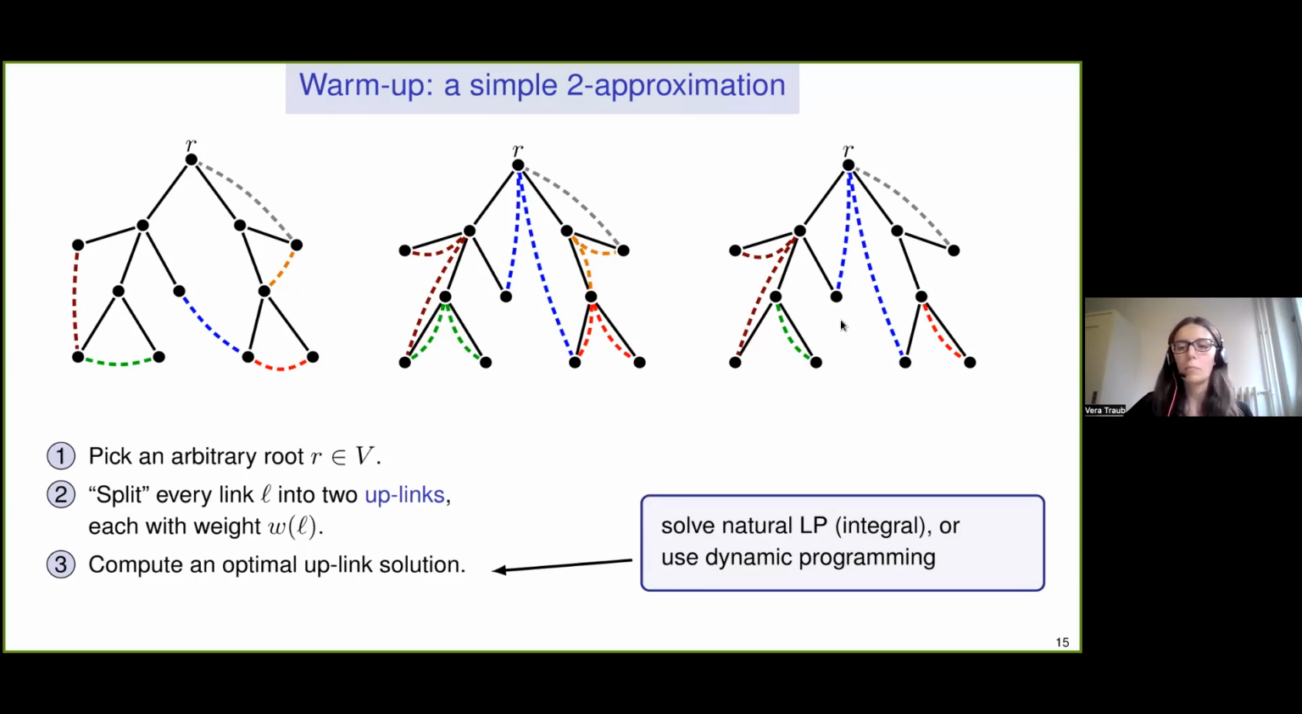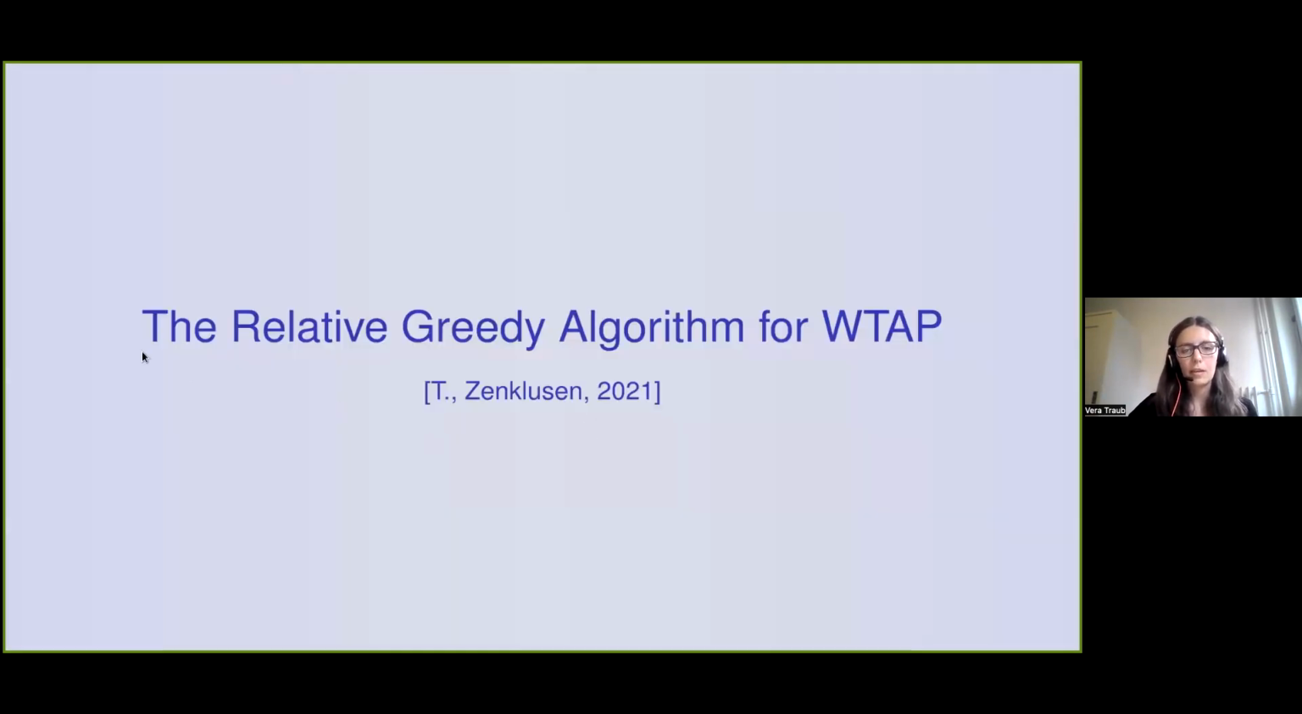And then if I have my optimal uplink solution, I can replace every uplink with the original link from which it arose in my instance. And this gives me my 2-approximation. So this is a very simple way of getting a 2-approximation. And this will also be useful in the following when we are trying to obtain these better than 2-approximations for weighted tree augmentation. Okay, so let's get to this.